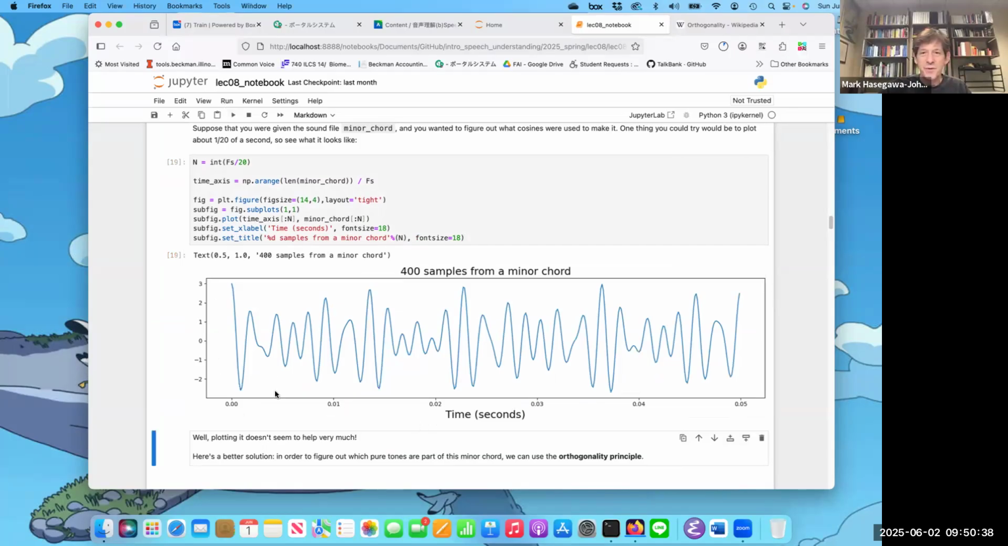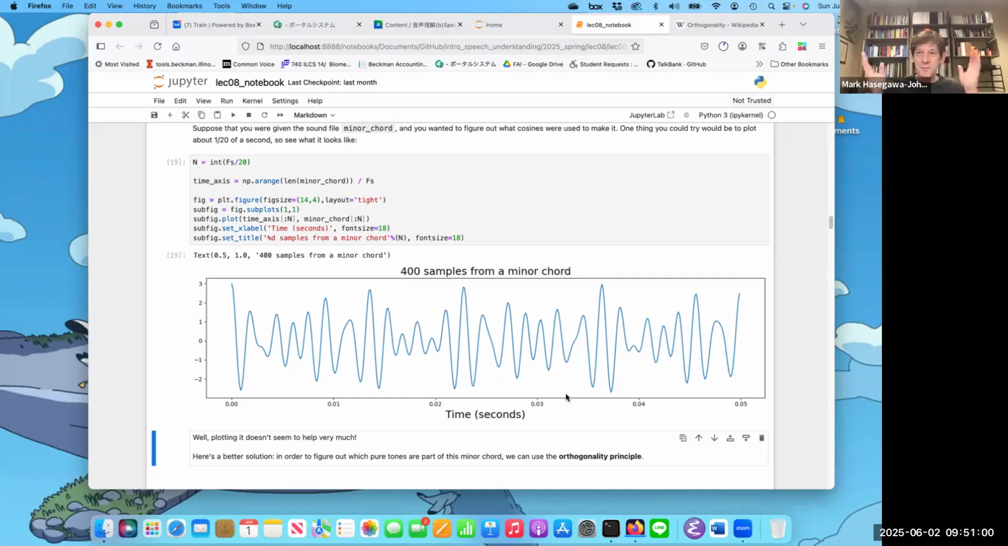And this is showing the minor chord. This is 400 samples from a minor chord. And I don't know about you, but I can't look at this and tell that there's one note at 440 hertz and another note at 512 hertz and another note 3 half steps up from that. I can't see those different frequencies just by looking at this tone.